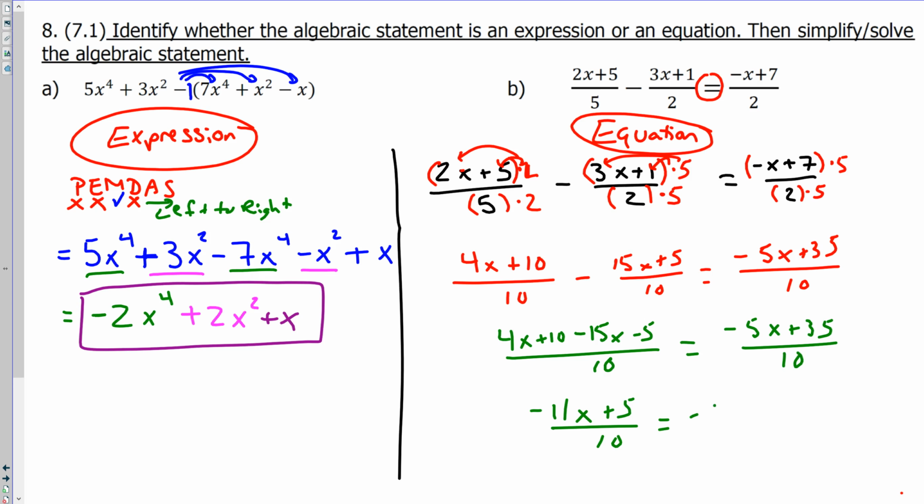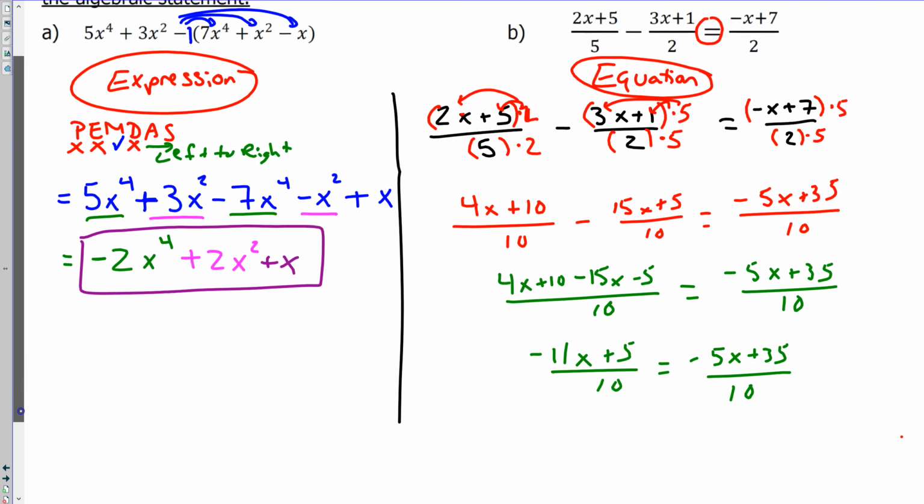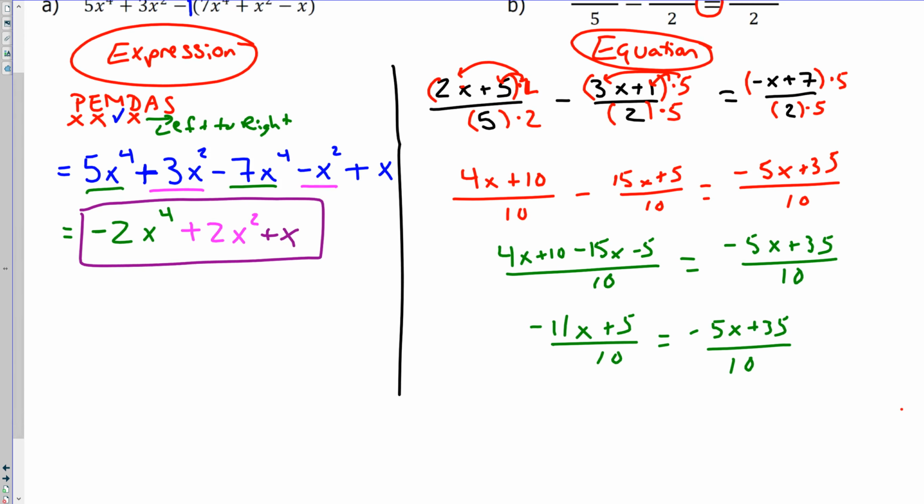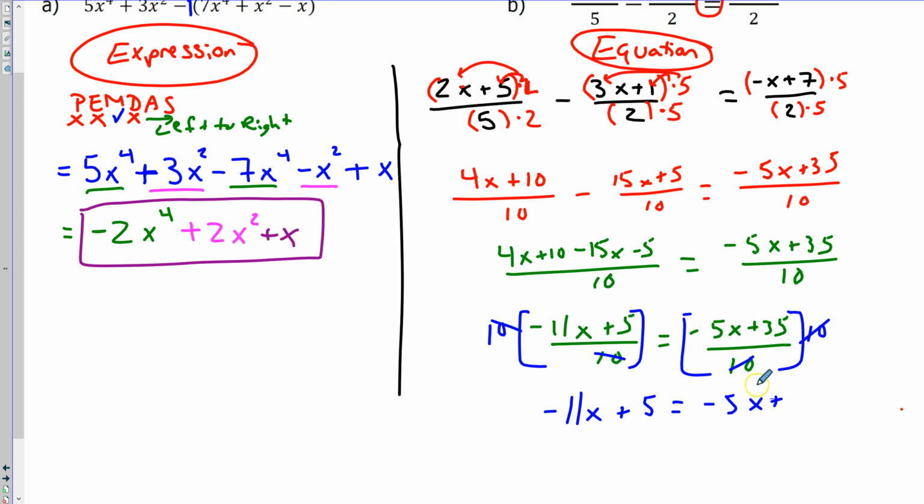And this gets us to the point where we need to decide what to do with those tenths. So one thing I could do is I could treat this like a proportion and cross multiply. I could definitely do that. Another option I could do too is pulling that same fraction trick where you multiply both sides by the denominator of your fraction, right? And then that's going to cancel out both of the denominators of 10 for us. So really this is negative 11x plus 5 equals negative 5x plus 35.